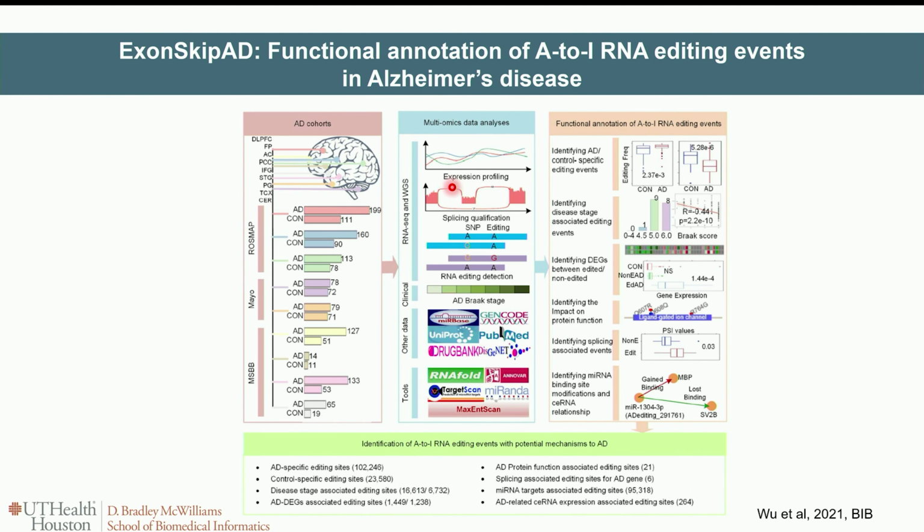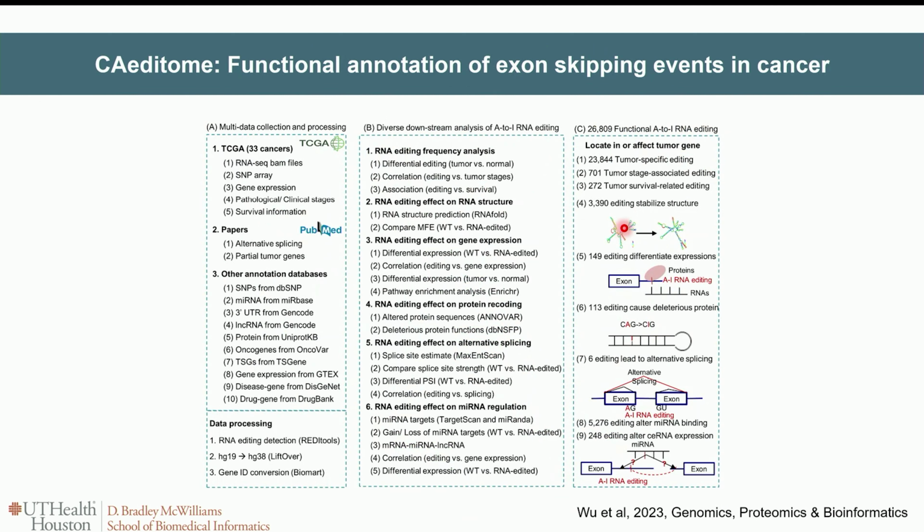And this one shows a similar analysis, but we investigated it in Alzheimer's disease. Sorry, I didn't change the title. So this is about exon skipping events in Alzheimer's disease. We found several interesting cases. And next, we analyzed RNA editing.